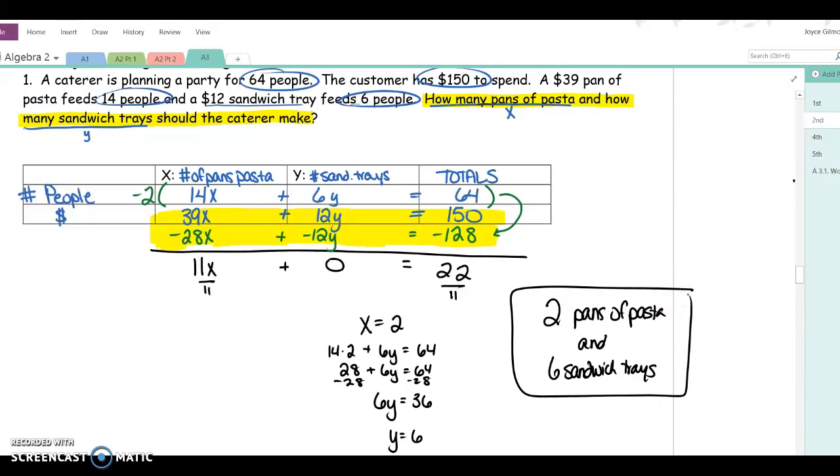Now, I don't think this particular problem is very realistic, because if a caterer planned to feed exactly 64 people for a 64-person party, that would probably be a disaster. But theoretically, real world.